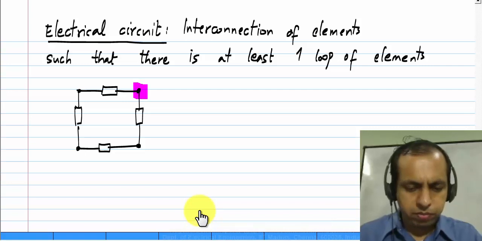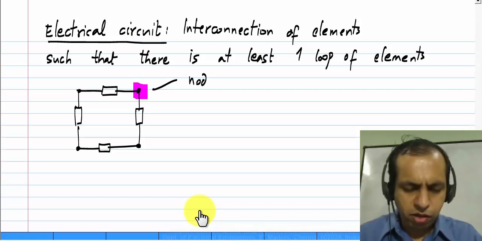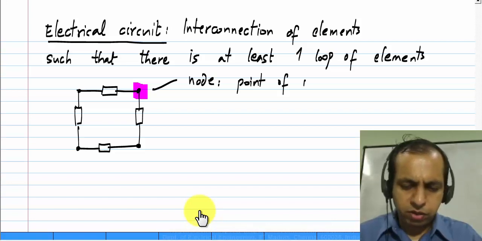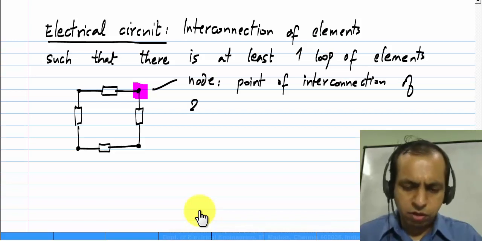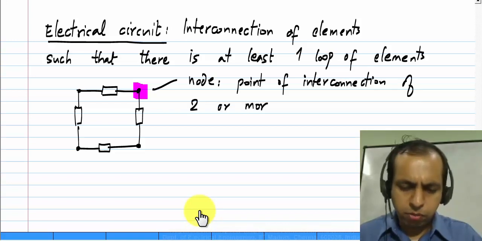And what is a node? It's a point of interconnection of two or more elements.